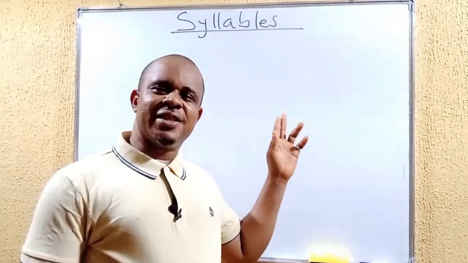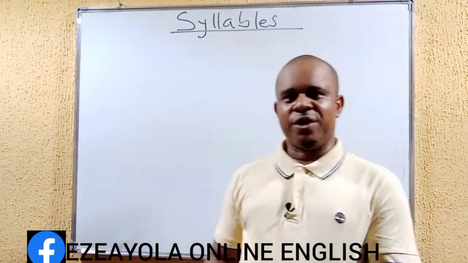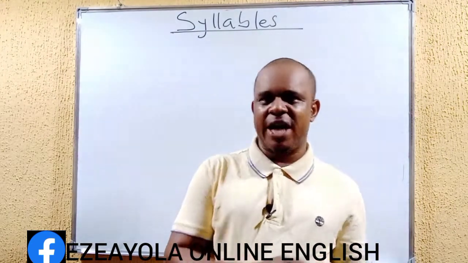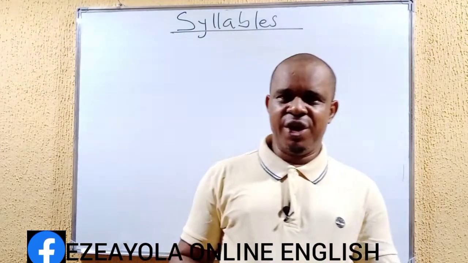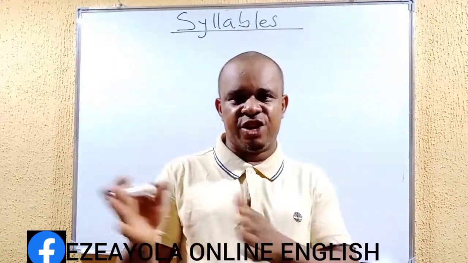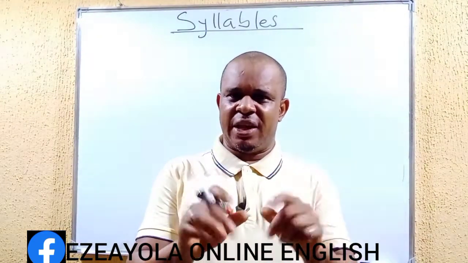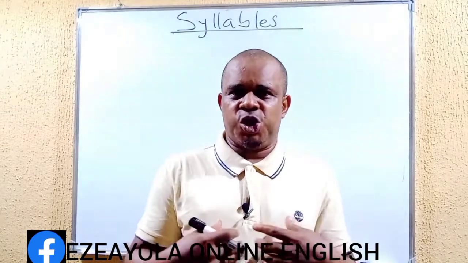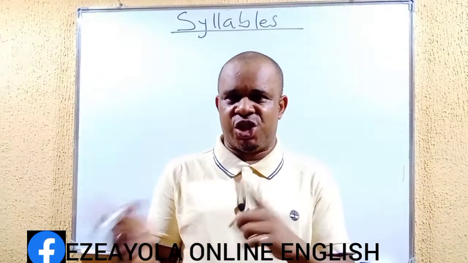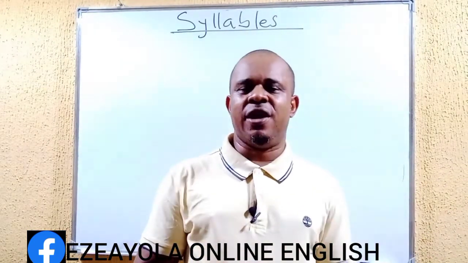Today we are looking at syllables, the English syllables. This topic, of course, is connected with the sound aspect of the English language. You know, the English language is divided into spoken and written English. Now, when we mention written English, what should come to the center of the mind of a teacher or even a learner is the letters of the alphabet.